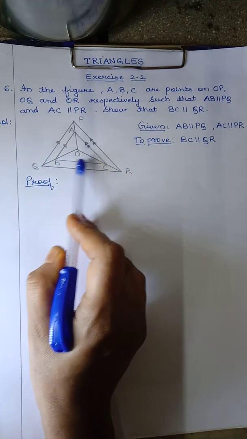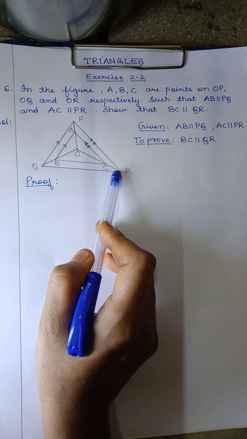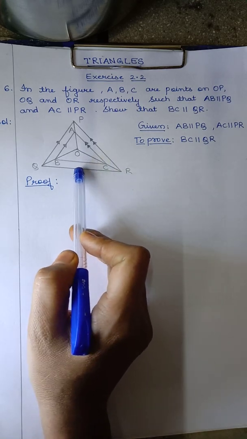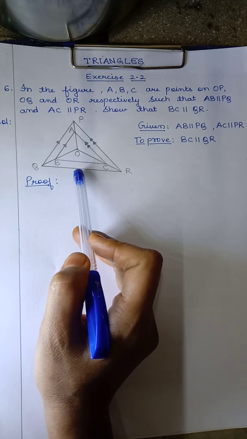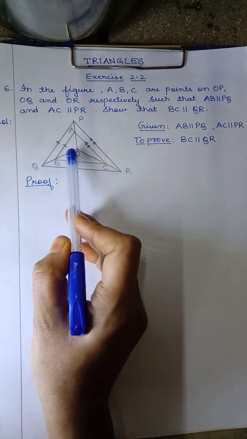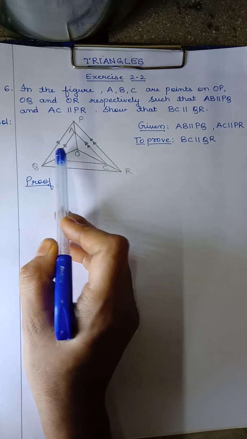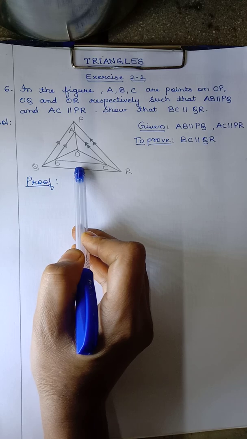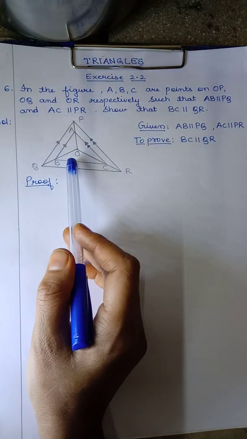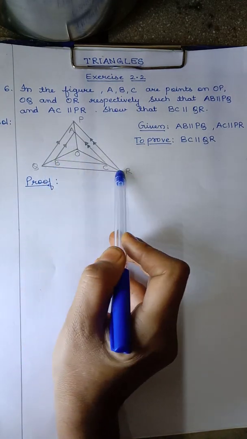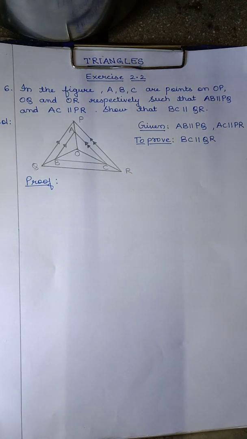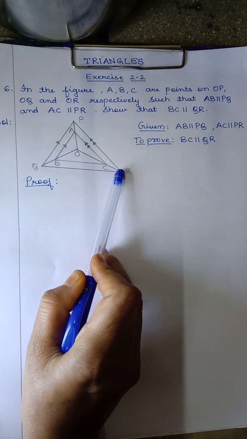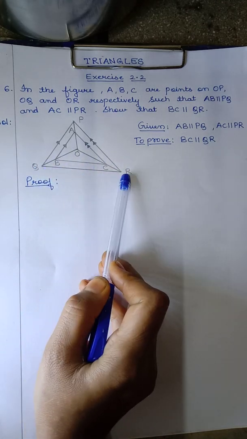Whenever we have to prove that lines are parallel, which theorem do we use, children? We use the converse of Thales theorem. According to the converse of Thales theorem, if a line divides two sides of a triangle in the same ratio, then the line will be parallel to the third side. So we have to prove BC parallel to QR using the converse of Thales theorem. That is, we have to prove OB by BQ is equal to OC by CR. Then you will get BC parallel to QR.